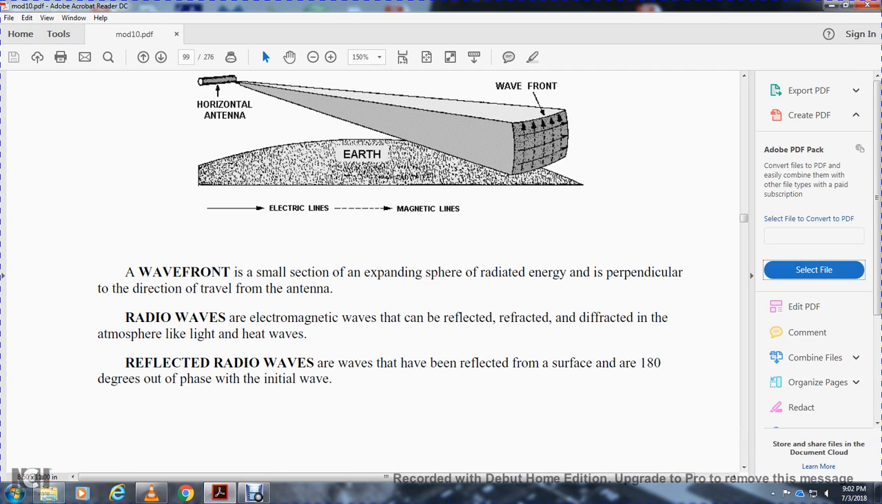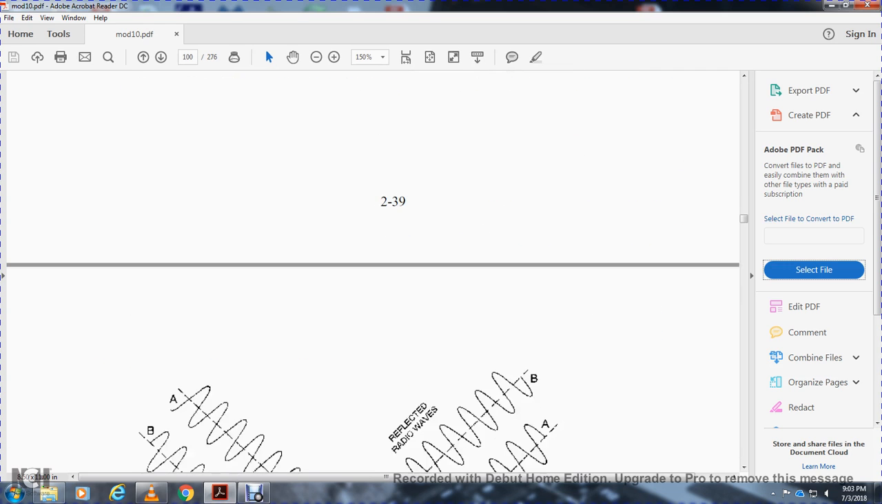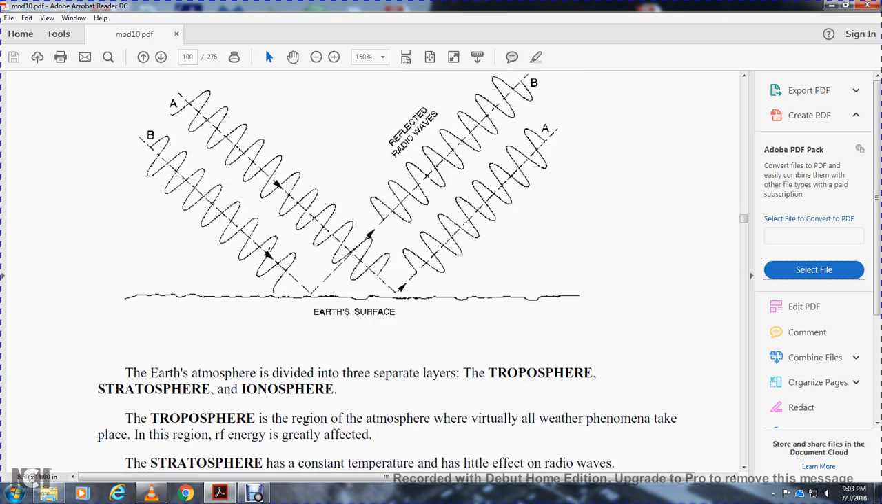Radio waves are electromagnetic waves that can be reflected and refracted by the atmosphere, like light and heat waves. Reflected radio waves are waves that have been reflected from a surface and are 180 degrees out of phase with the initial wave. The Earth's surface reflects radio waves.